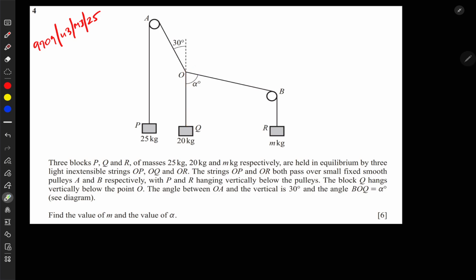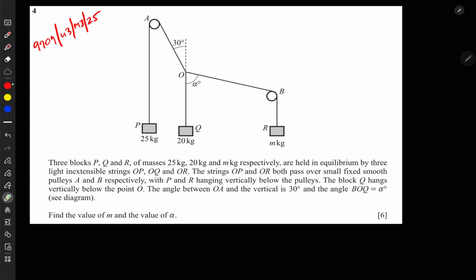The question is to find this mass M and this angle alpha. This vertical line and this angle have also been given for this string. So let me start this question. First, we'll start from this point.